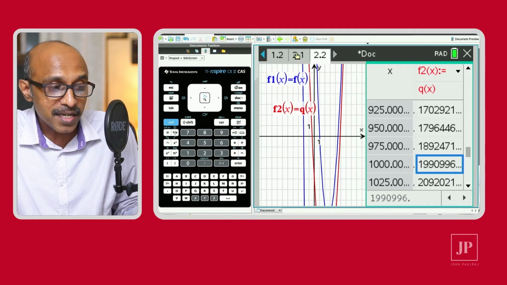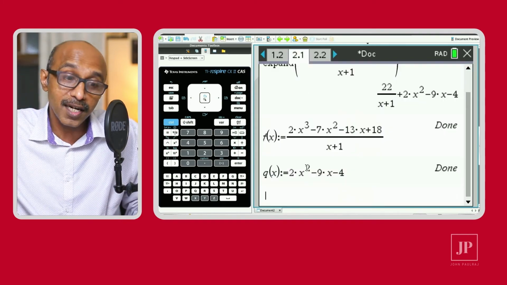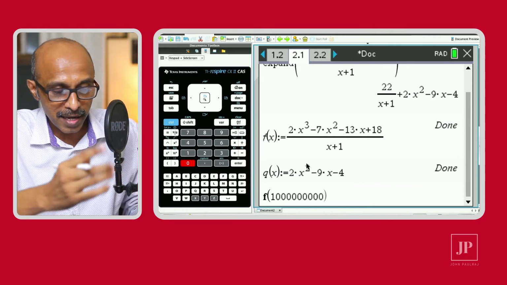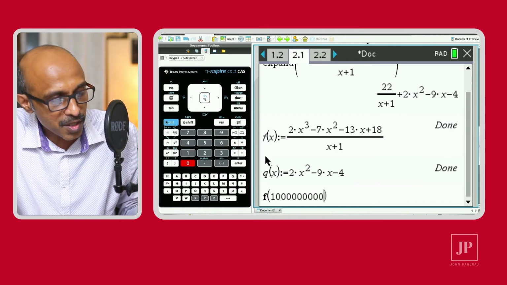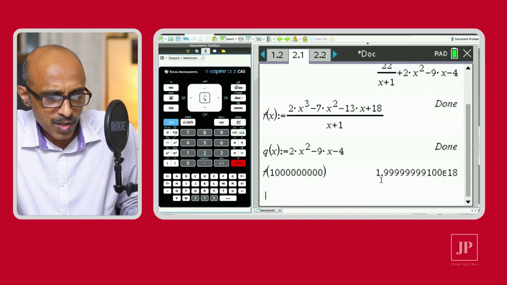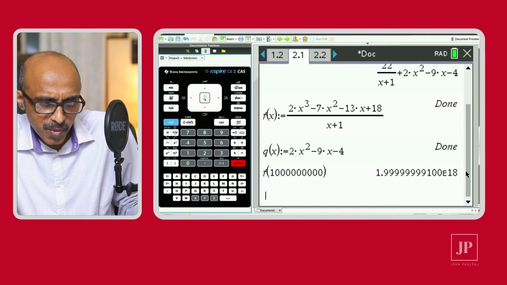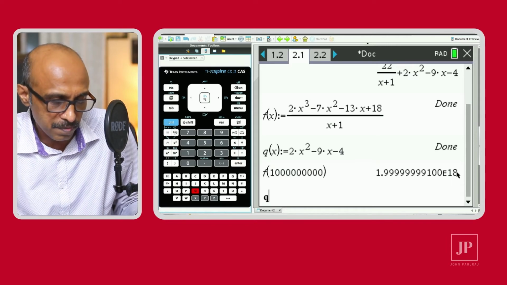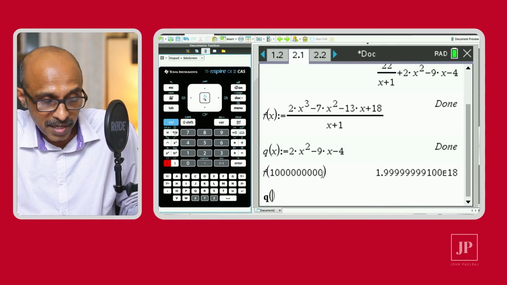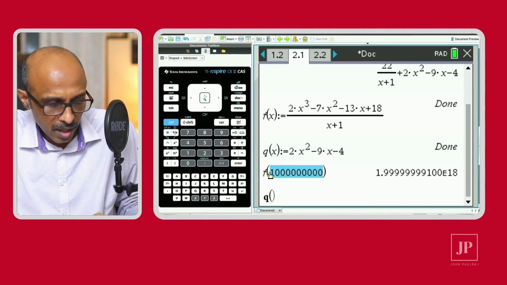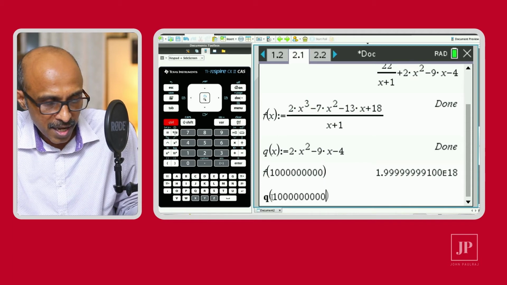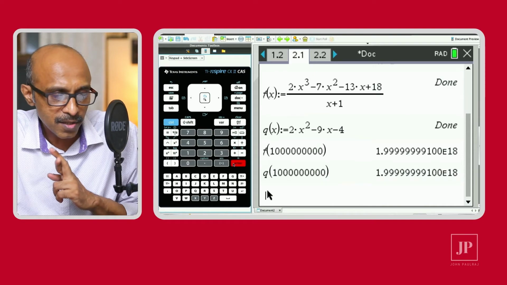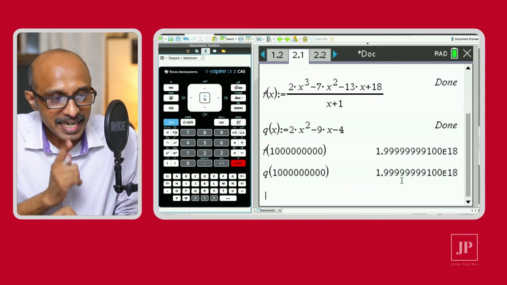Let's do the same thing that we did in the earlier case. We're going to enter a large value, all right? F of large value, all right? And I'll hit Control Enter to get the approximate value. This is 1.999999 times 10 to the power of 18, because, you know what, it's increasing without bound, right? So let's do the same thing with Q. And I want the same large value. So this time again, I'm going to copy and paste that in here. And when I say Control Enter, what am I going to get? Fingers crossed. Wow. That is something.